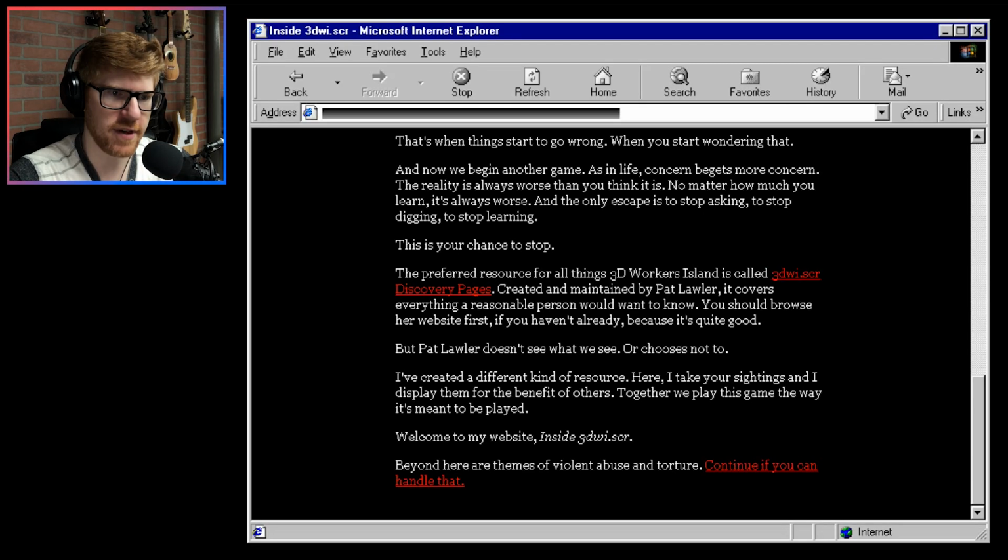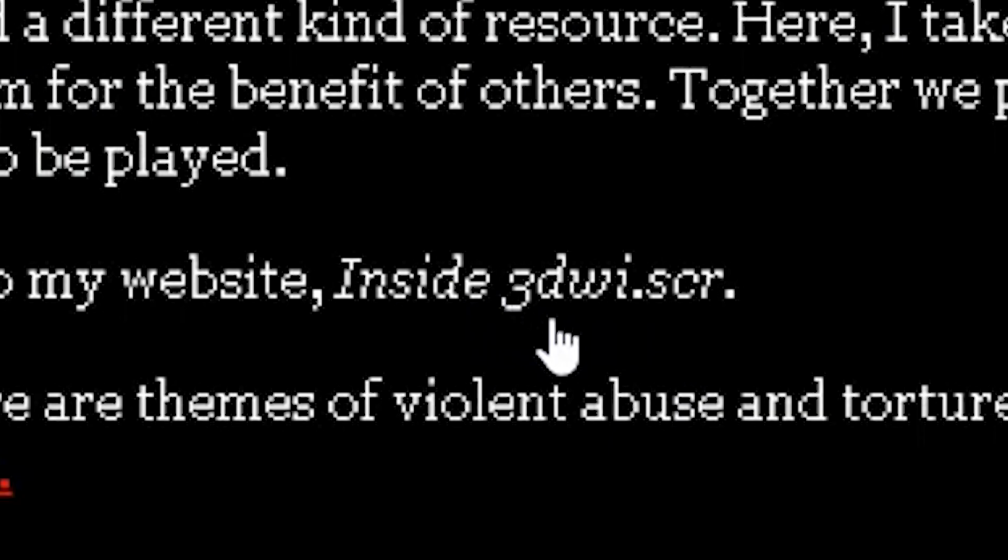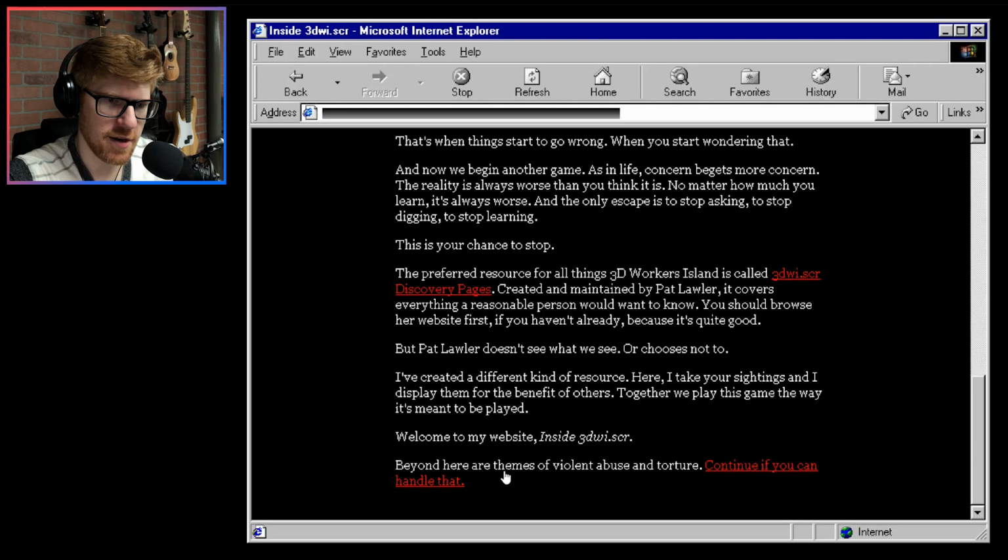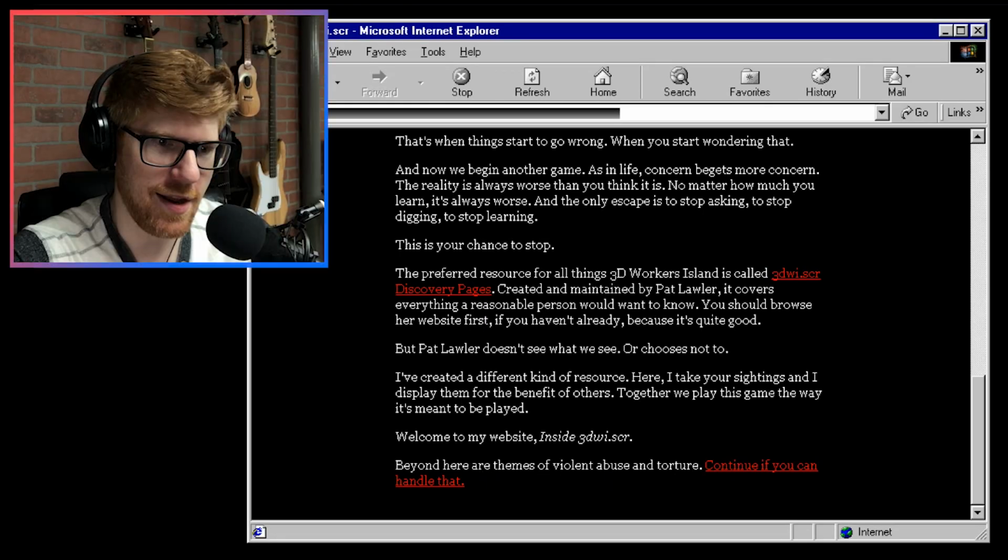I've created a different kind of resource. Here, I take your sightings and I display them for the benefit of others. This is the link. Together, we play this game the way it's meant to be played. Welcome to my website, Inside 3D Whisker. There's a space in the website. Beyond here are themes of violent abuse and torture. Continue if you can handle that.